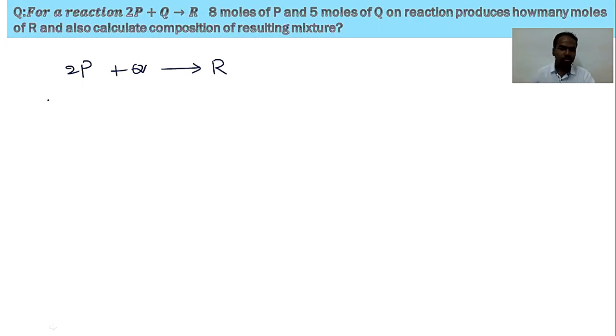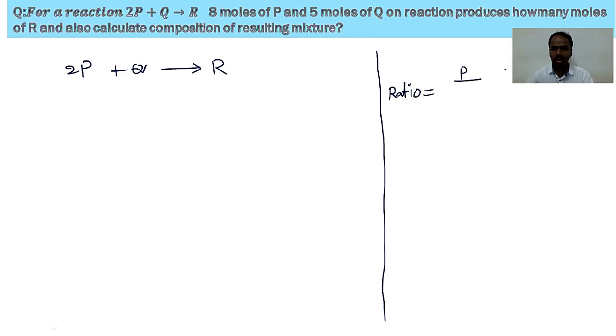Here 8 moles of P are given. First find the ratio. This is P and this one is Q. We have to calculate the ratio only for reactants, because the limiting reagent is always a reactant. For P, the number of moles given is 8, divided by the stoichiometric coefficient of P in this reaction, which is 2. 8 by 2 is 4.